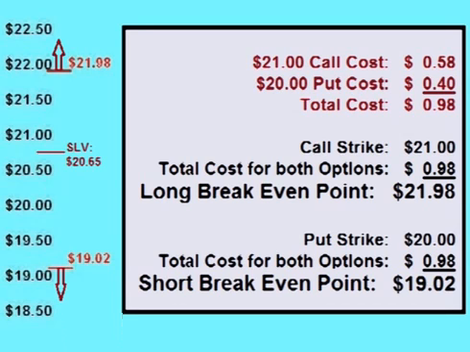Both options cost 98 cents up front total, so for the trade to be profitable, the price of SLV either has to rise more than 98 cents over the $21 call strike, or the price of SLV has to drop more than 98 cents below the $20 put strike. In other words, for the trade to make money, the price of SLV either has to rise over $21.98 or fall below $19.02.